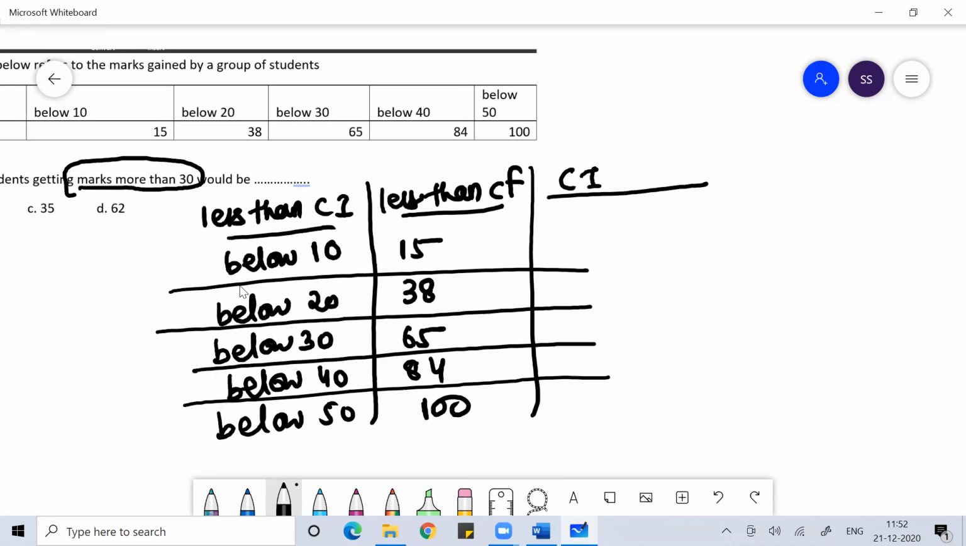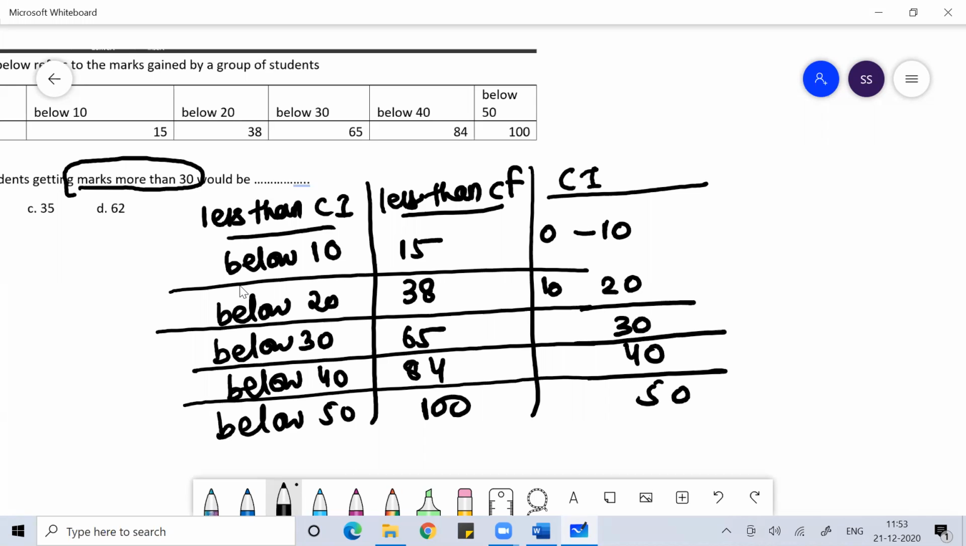You have to understand that whenever the data is there in the form of less than class interval with less than cumulative frequency, then in the case of less than class interval, we always use the upper limit. In the case of more than class interval, we always use the lower limit. So here 10 is the upper limit, 20 is the upper limit, 30, 40, 50 are the upper limits. So the difference is this 20 to 30, this is 30 to 40, this is 40 to 50.